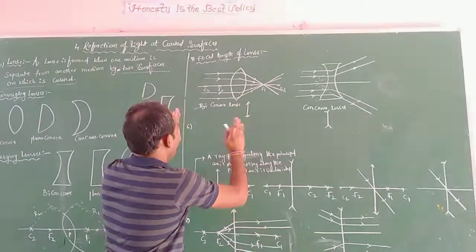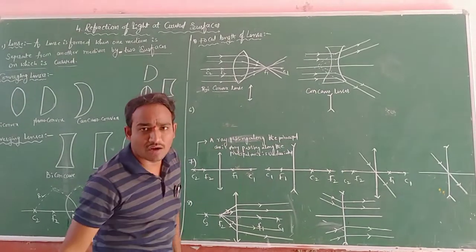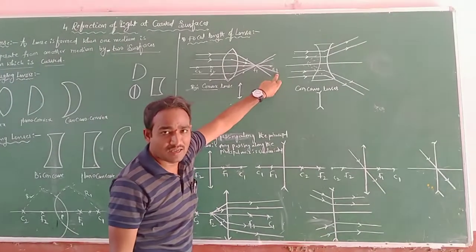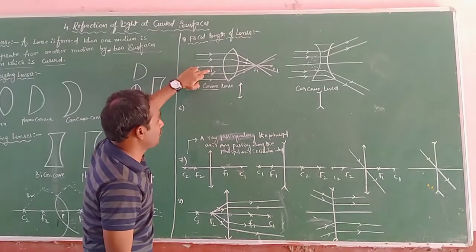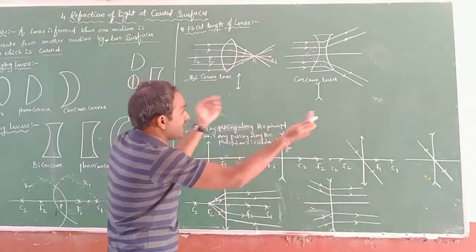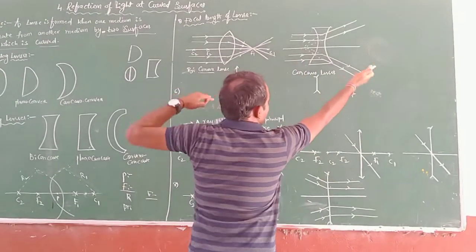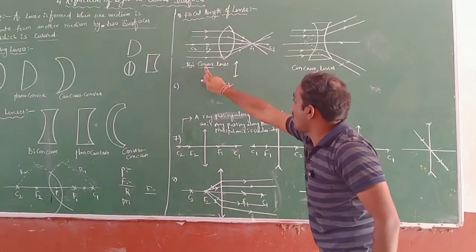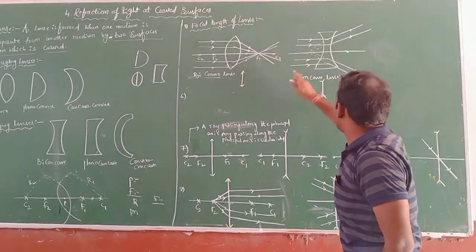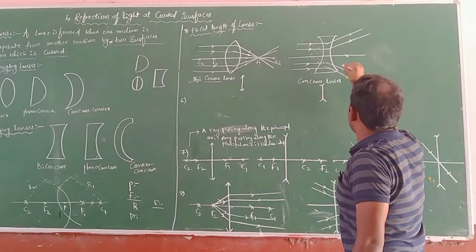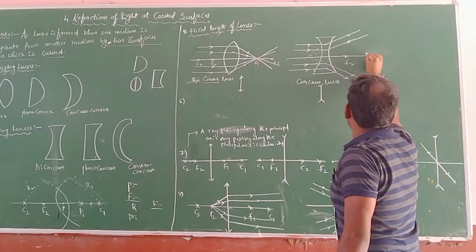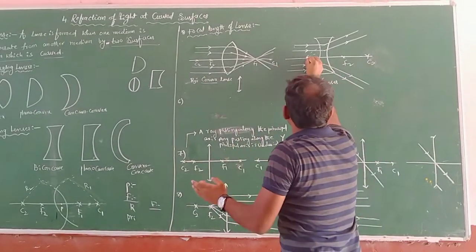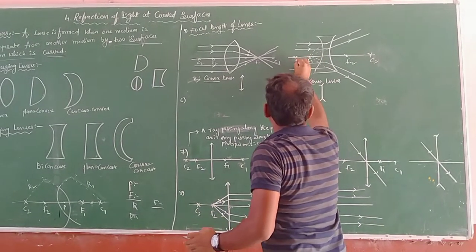So one is, if you take a convex lens, the right side values are represented as F1, C1, and the left values as F2 and C2. If you take a concave lens, the right side values are instead F2 and C2, and on the left we write F1 and C1.